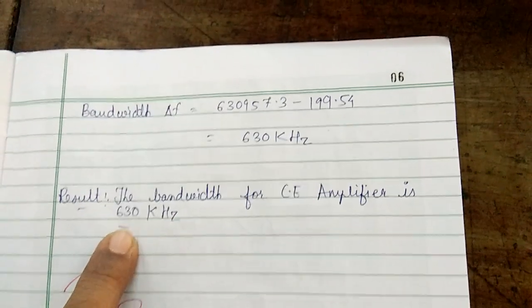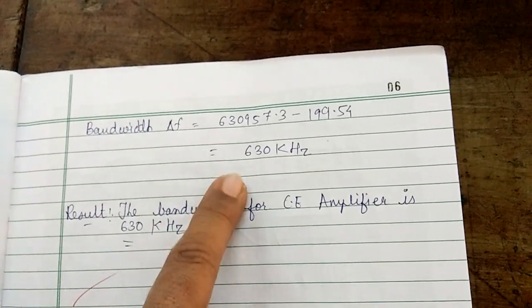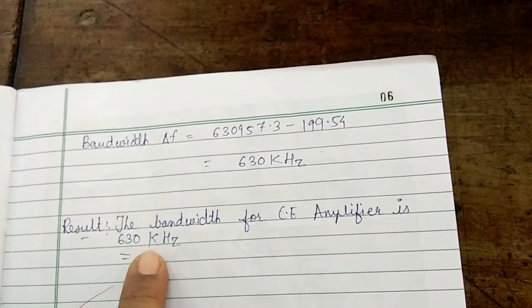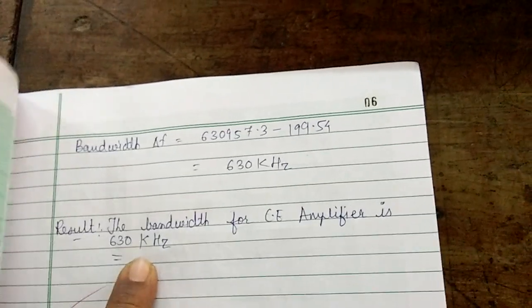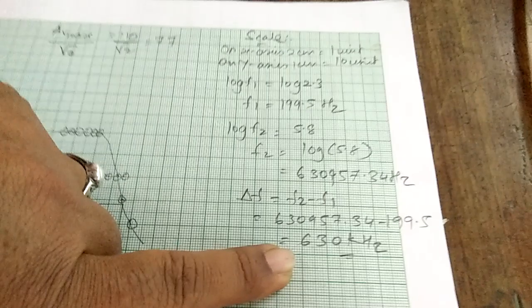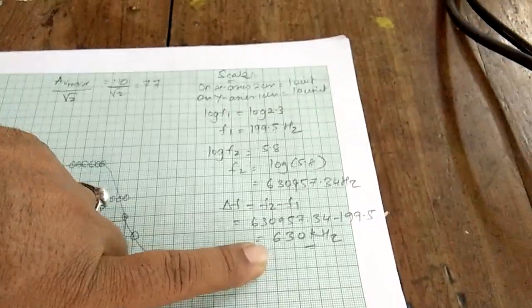You will get the results from the graph, and by calculation both frequencies are the same. So this is the result from the theoretical value, and this is the frequency from the graphical value. Both are perfectly matching, and this is the CE amplifier bandwidth.